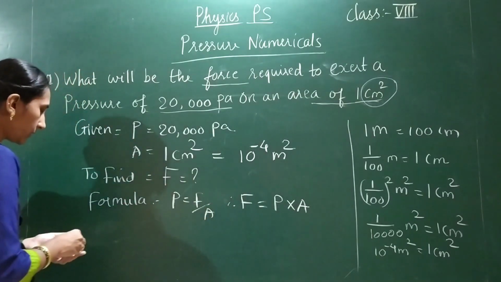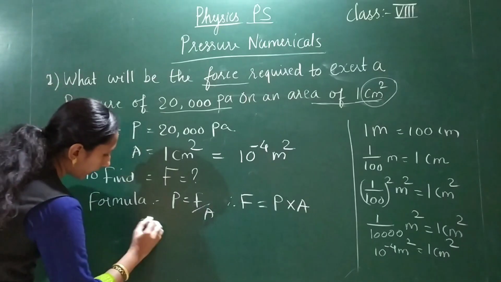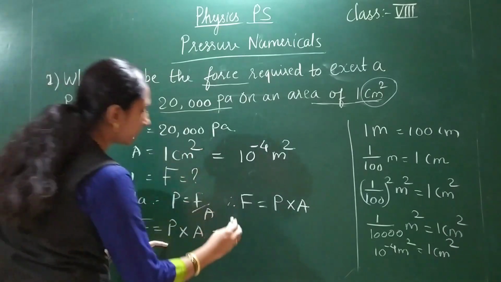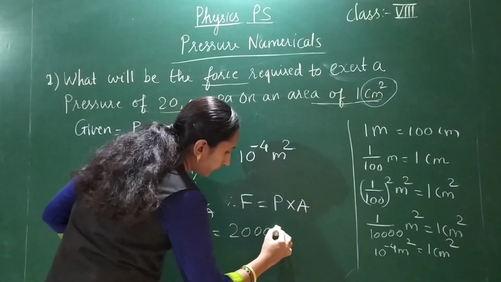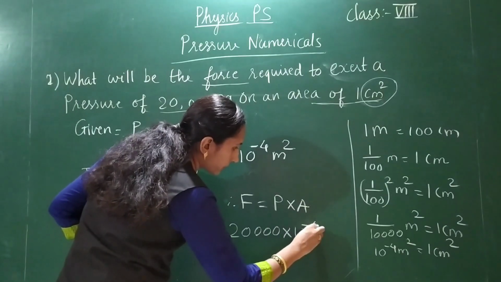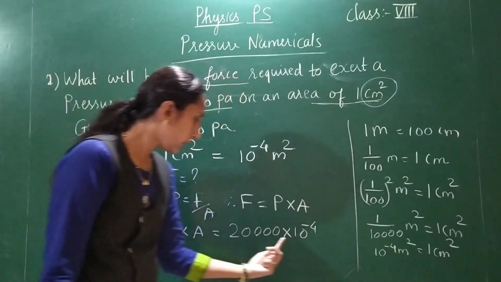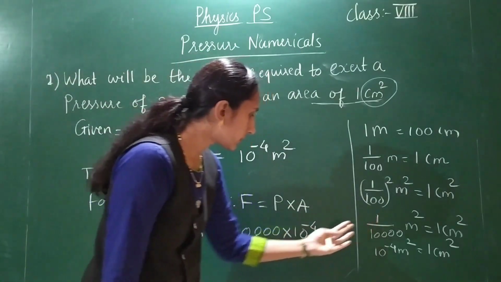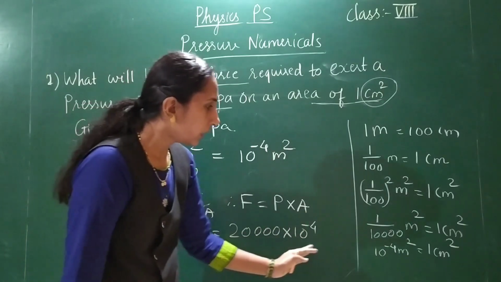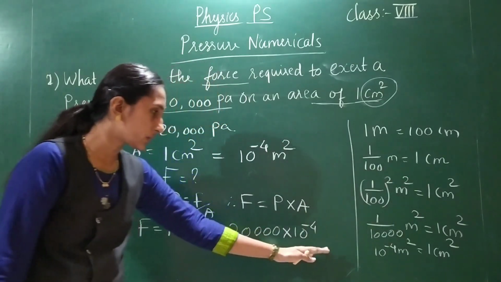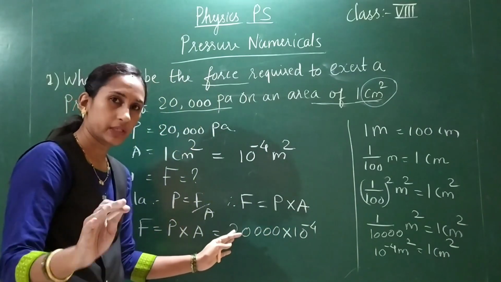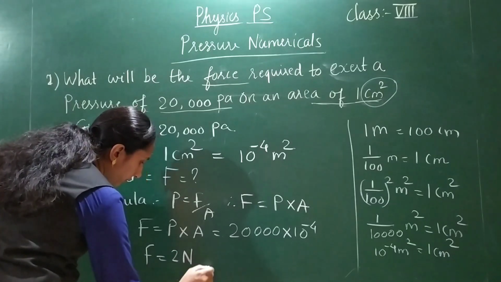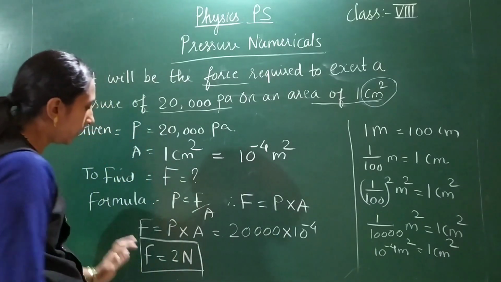So substituting, what solution will you find? As F is equal to P into A, how much is the pressure? 20,000 into 10 raised to minus 4. Now 10 raised to minus 4 has 4 zeros, so they can be cancelled. Or if you use the same equation, 1 divided by 10000, 4 zeros, so these 4 zeros and those 4 zeros will get cancelled. So what will you get? Force is equal to 2 Newton. So the answer will be 2 Newton.